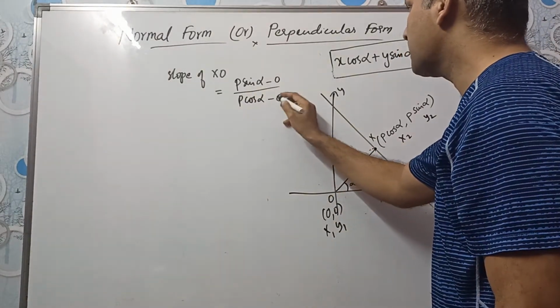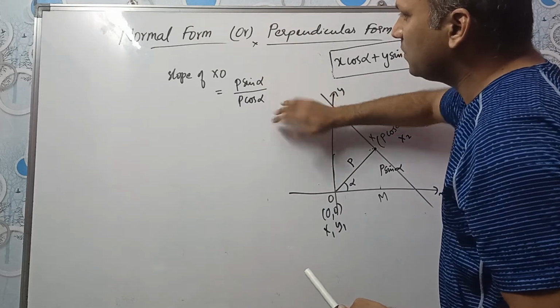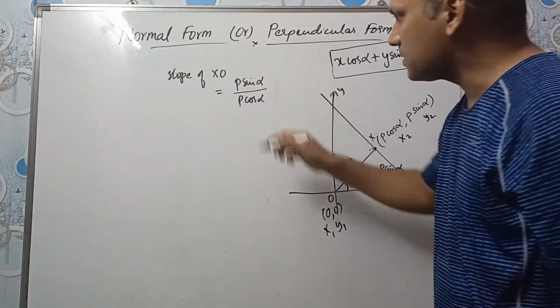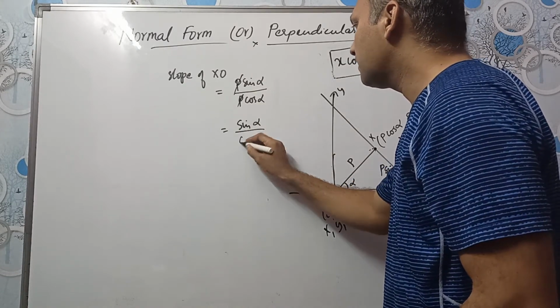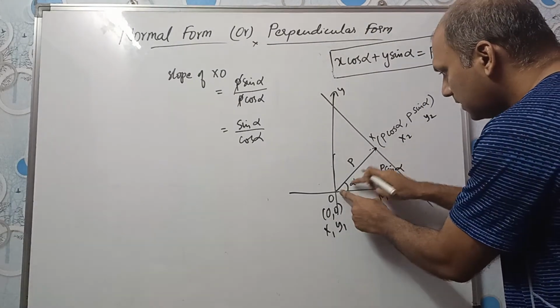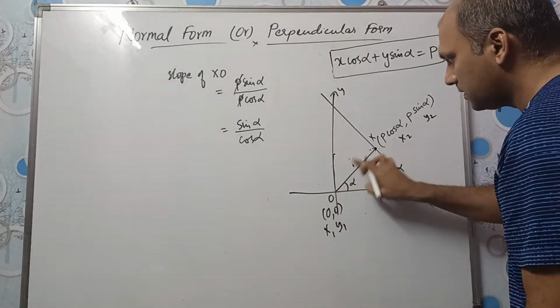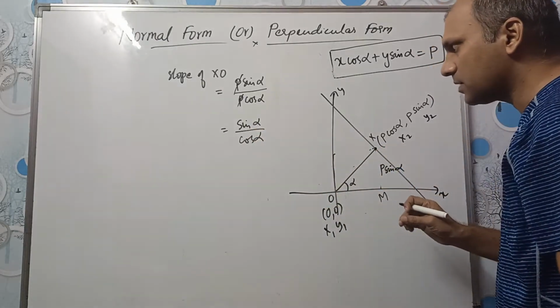P cos alpha minus 0. Okay, so this will be P sin alpha divided by P cos alpha. P and P will get cancelled. We'll have sin alpha divided by cos alpha. This is the slope of OX. See, slope of OX is sin alpha divided by cos alpha.